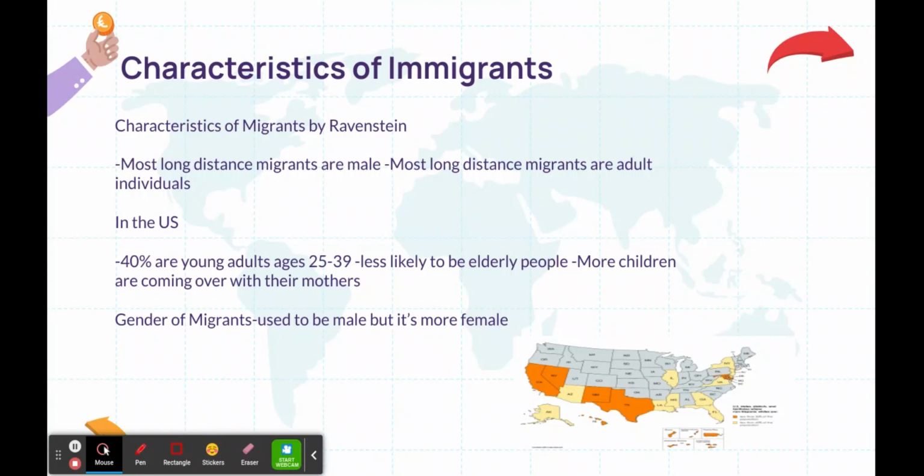Characteristics of immigrants by Ravenstein. Most long distance migrants are male. Most long distance migrants are adult individuals instead of elderly or younger people. In the US, 40% are young adults ages 25 to 39. This is less likely to be elderly people, and more children are coming over with their mothers. The gender of migrants: this used to be mainly male, but now it's more females migrating.